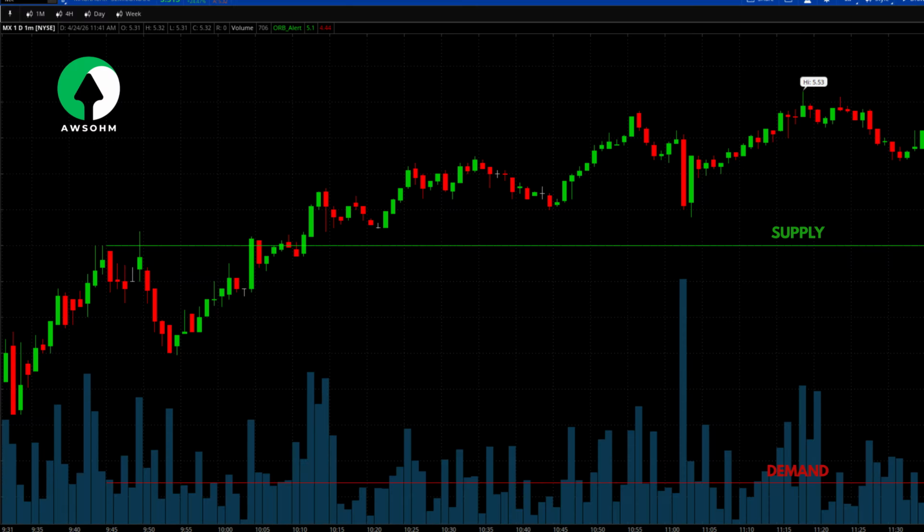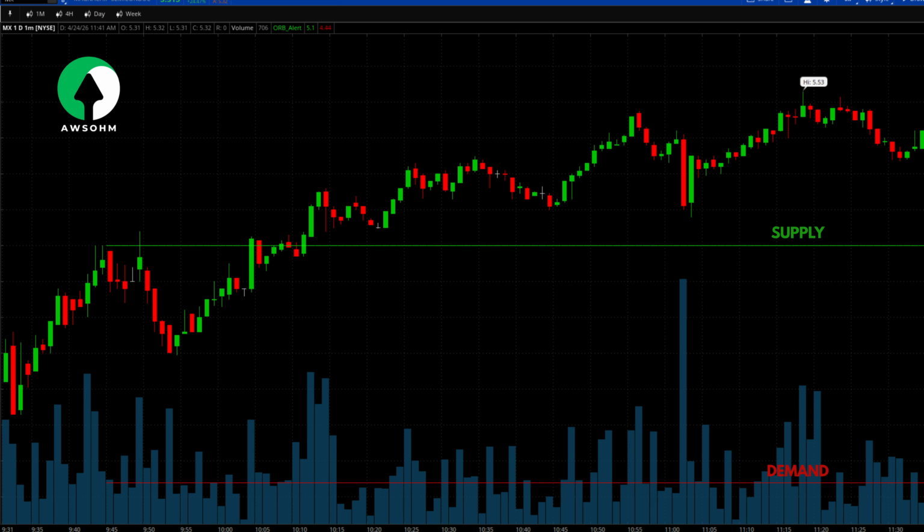1. Institutional positioning. Large institutions and hedge funds often execute their primary orders at the open to capitalize on the massive liquidity. Unlike the low volume choppiness of midday, morning volume represents true conviction. Significance: when a support level holds on high morning volume, it isn't just retail traders buying. It's a sign that big money is defending that price point. The result: these levels often become the high or low of the entire day.